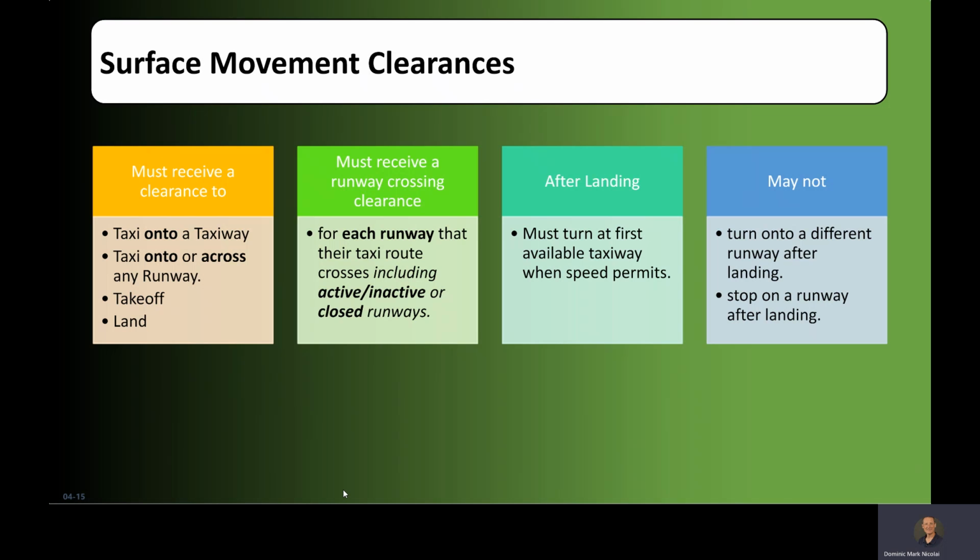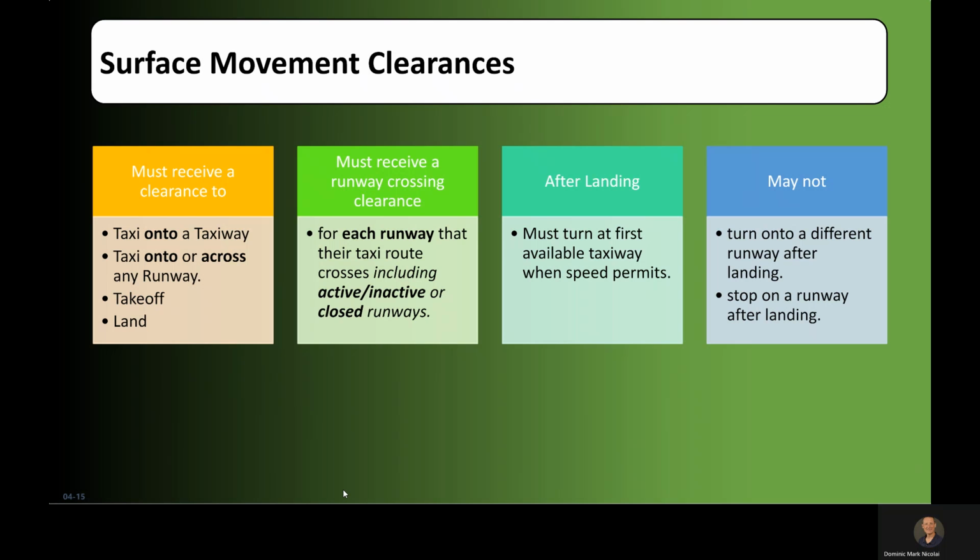When you have to have that clearance to land, but after landing, ATC is expecting us to turn at the first available taxiway, obviously when your speed permits. That might seem like a no-brainer to some of you, but I have seen several pilots actually stop the airplane on the runway, and they're trying to get clearance from ATC while they're on the runway. It's like, no, you got to clear the runway. That's the expectation. You must clear the runway. And after landing, you can't turn onto another runway. You have to have clearance to do so.